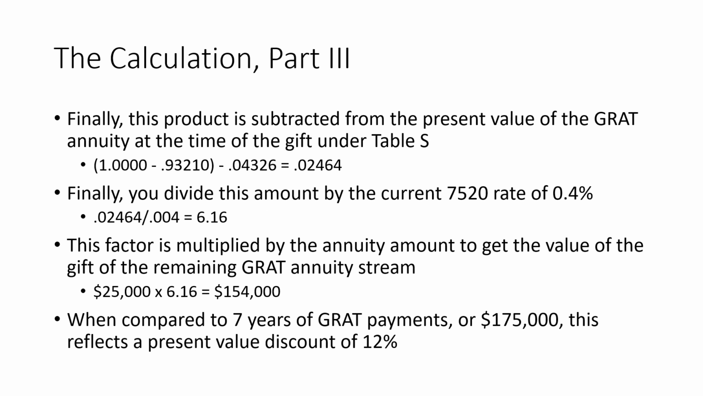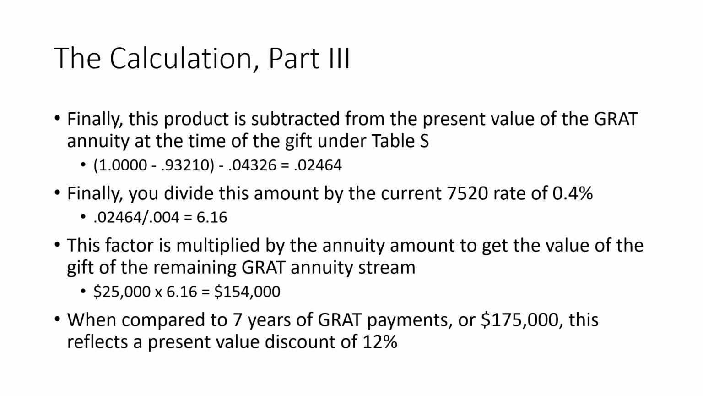And then finally, you divide that resulting amount by the current 7520 rate of 0.4%, and this gives you a factor of 6.16. And what you do is you multiply that factor times the annuity amount to get the present value of the remaining annuity stream, and when we multiply that out, we get 154,000.